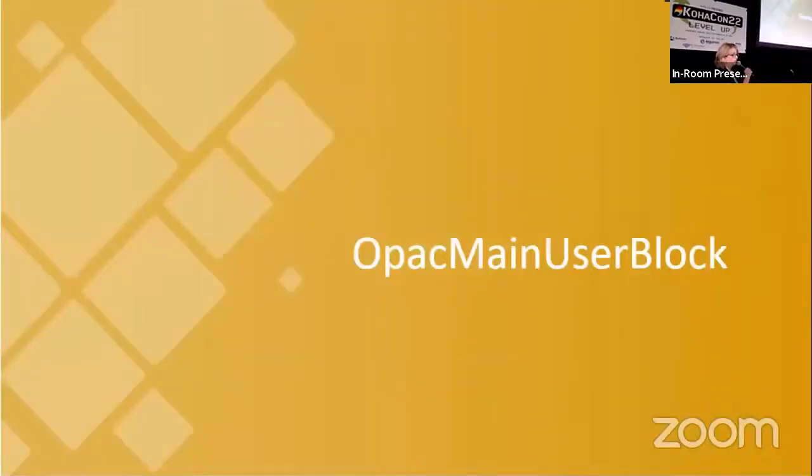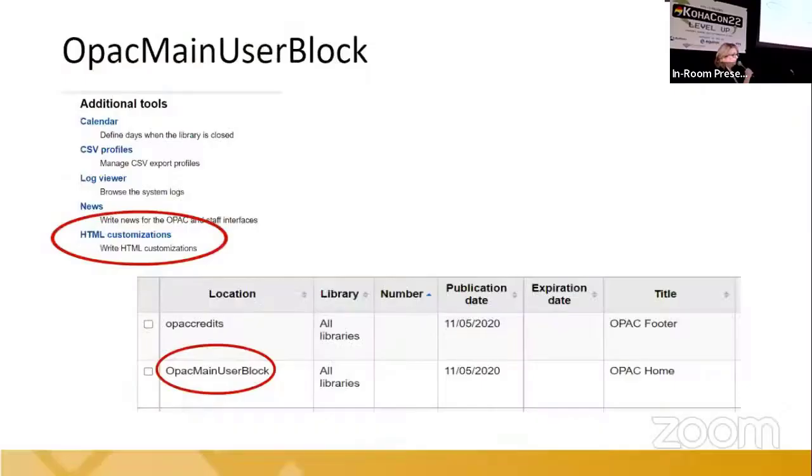So now we're going to go into the OpacMainUserBlock. This is where all the HTML is to define what's going to show on the main page in your OPAC. If you're on 20.11 or 22.05, it'll be under HTML customizations in tools. If you're on an older version, I think you still find it under news, and that's where your OpacMainUserBlock would still be in the news section. But in the newer versions, it's under HTML customizations. And then I go in there and I find my OpacMainUserBlock.